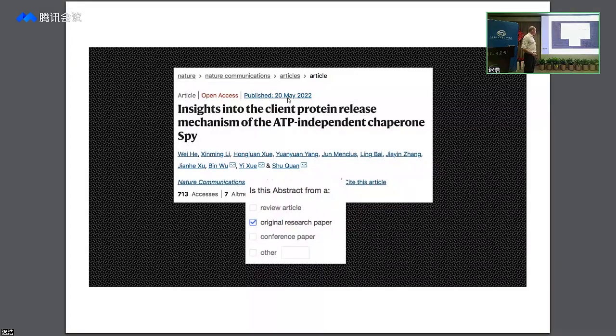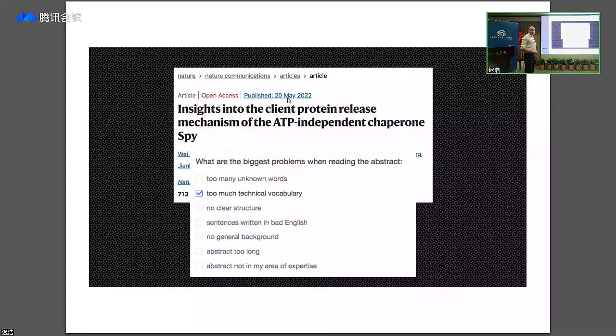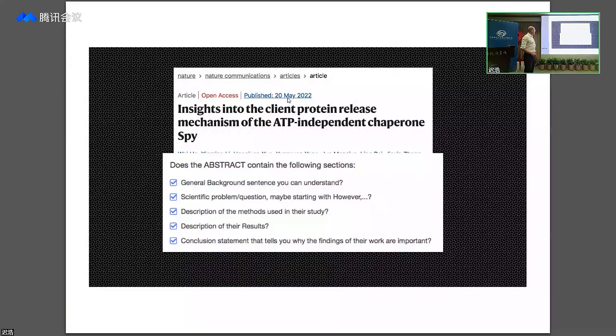So here the student said that yes, that's an original research paper. How many things are difficult to understand? Yeah, the student obviously has a few issues there. And the biggest problem, as the student says, is too much technical vocabulary. So let's have a look at what the student thinks.